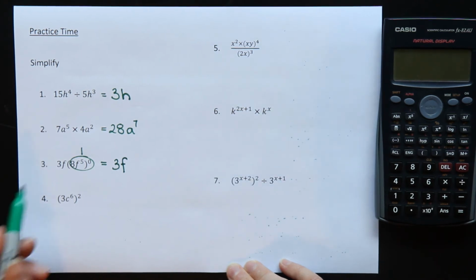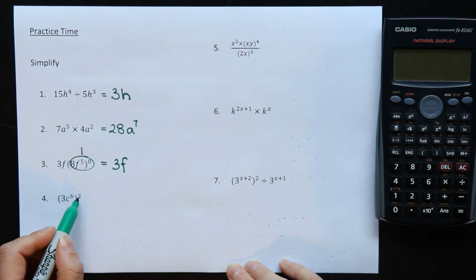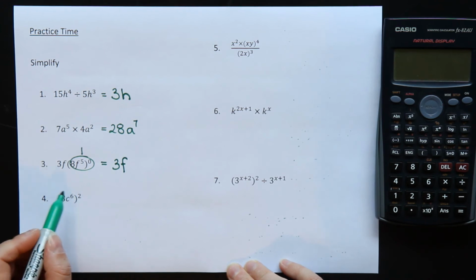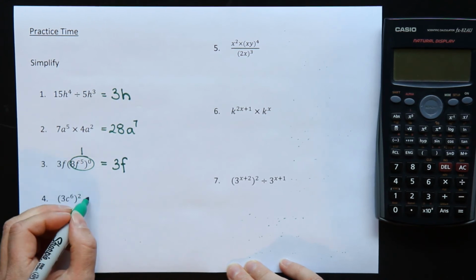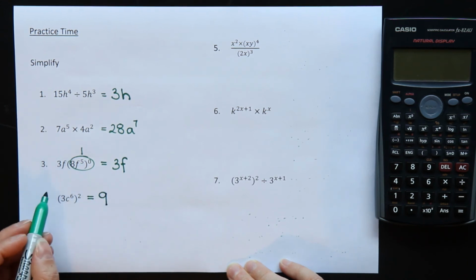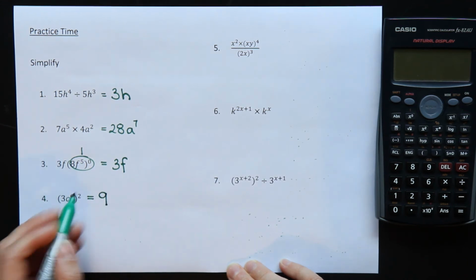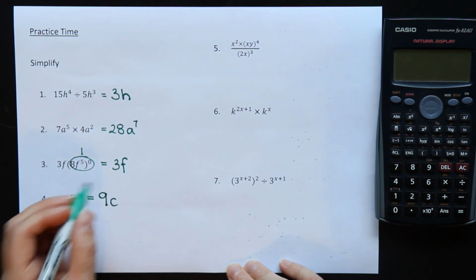Question 4. I have a 3c to the power of 6 in brackets to the power of 2. So I need to do the 3 to the power of 2. 3 to the power of 2 is 3 times 3, which is 9. Okay, and with the pronumeral, c is the base, I need to multiply the powers. 6 times 2 is 12.